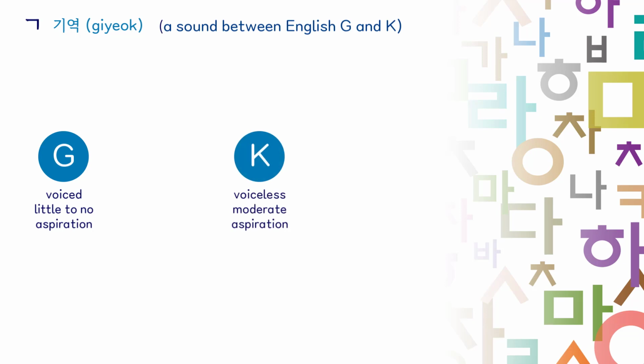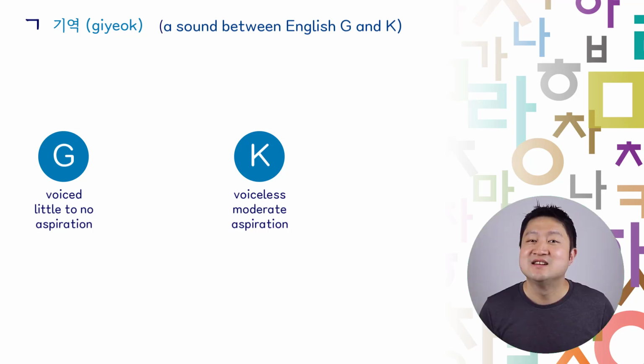K, on the other hand, is a voiceless sound. So there is no vocal cord vibration when you produce this sound. And this sound is produced with moderate aspiration. So if you put your hand in front of your mouth and make this sound, you will feel a lot of air on your hand. So it's K, K, K.